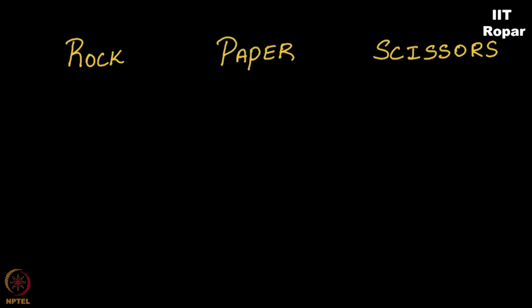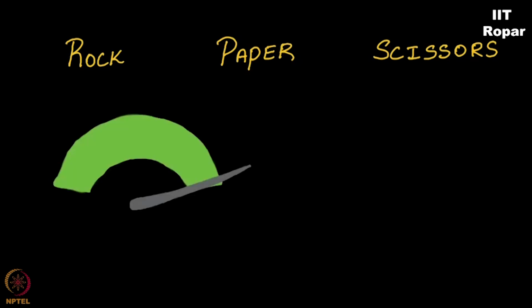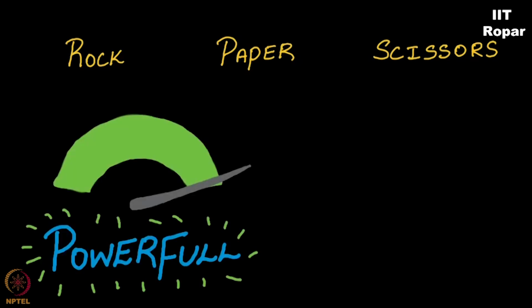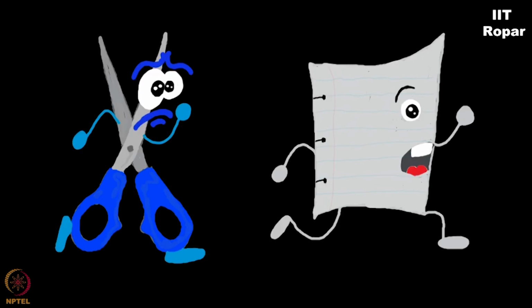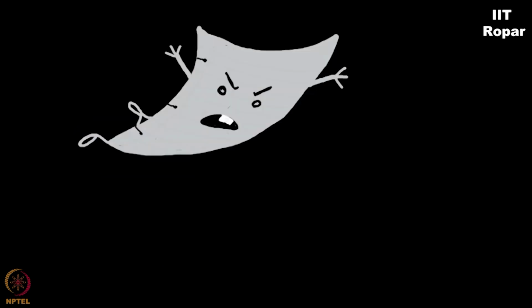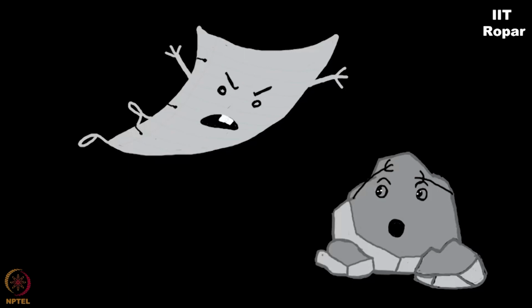The point is, all these 3 items are equally powerful and at the same time equally powerless. Every single item is less powerful than some other item and more powerful than some other item. For instance, a paper is less powerful than a scissor because a scissor can cut through a paper, while a paper is more powerful than a rock because it can completely cover the rock. That's the story with the paper.